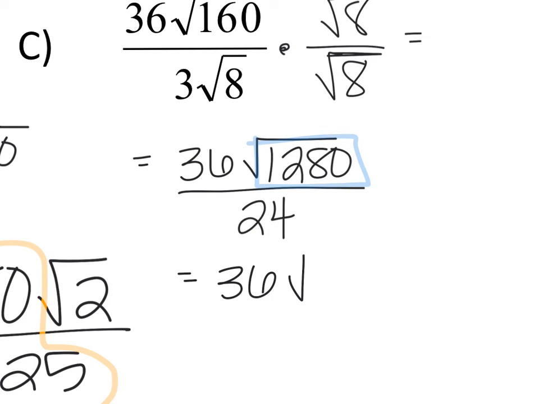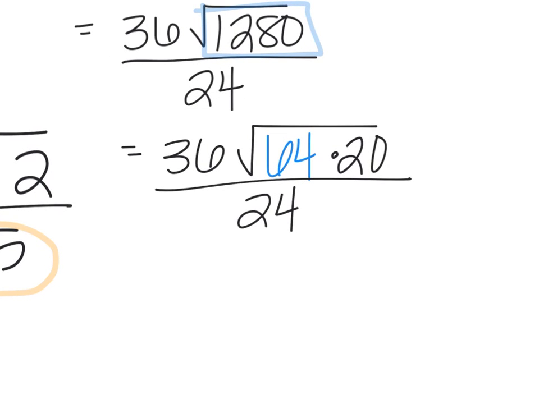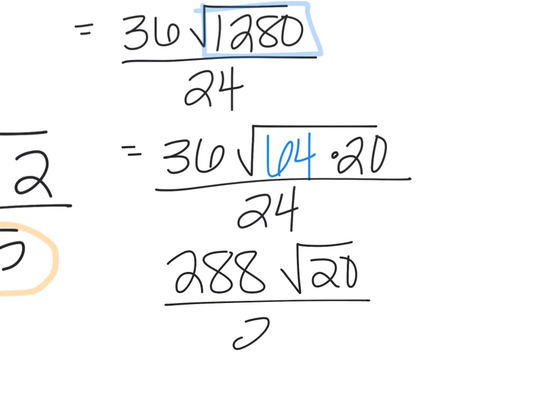We're going to rewrite the square root of 1,280 as the square root of 64 times 20 divided by 24. So we're going to take the square root of 64, which is 8. 36 times 8 gives me 288. Square root 20 divided by 24.